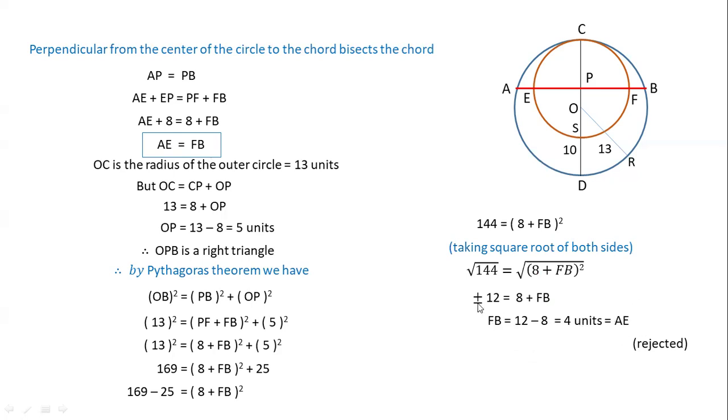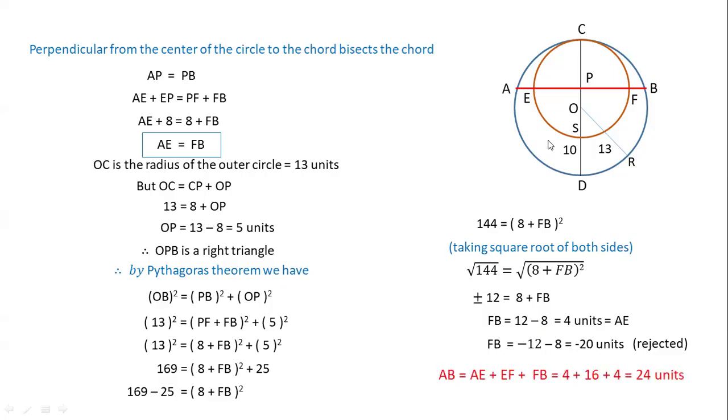Now let us take minus 12. Then FB is equal to minus 12 minus 8, which is minus 20 units. But FB is a length, and length cannot be negative. So we reject the value minus 20. So if this is rejected, what happens?